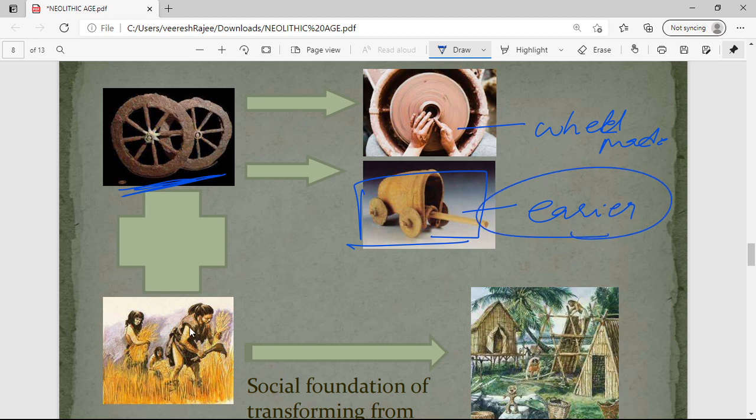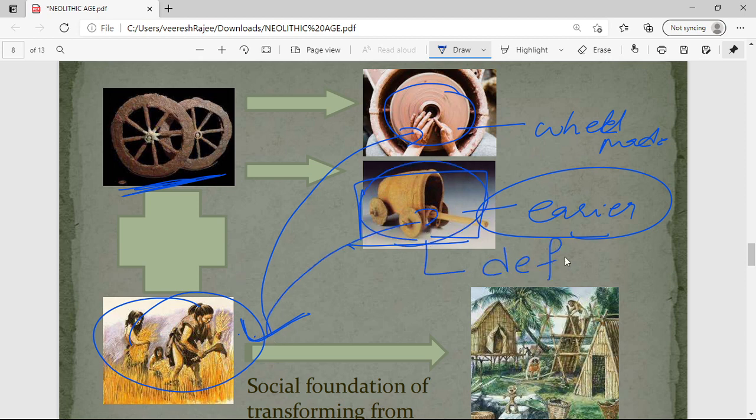Agriculture was developed during the Neolithic Age, and the surplus produced from agriculture was stored in wheel-made pots. Then the extra goods were transported or traded to areas which were deficit in those goods. So now the concept of trade started.